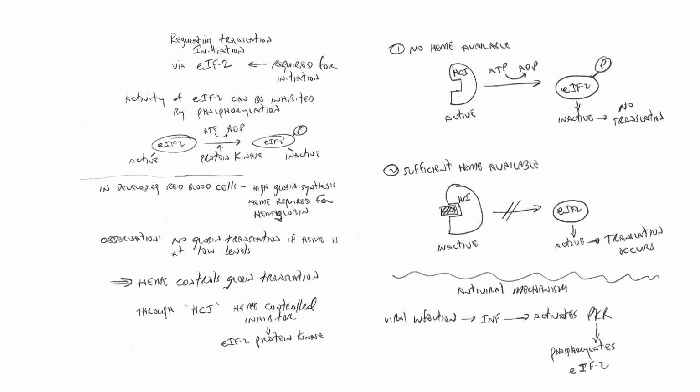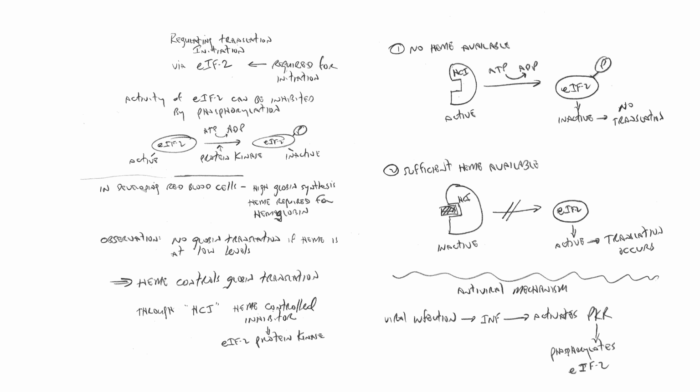So that has to be synthesized. The level of heme controls whether or not globin protein will be made. There's no globin translation if there's little or no heme in the cell. The cell is basically, quote unquote, rationalizing: why should I bother making the globin protein if I can't make the whole hemoglobin because the heme is not present? So heme controls the globin translation. And if there's sufficient heme, then the globin translation will occur.